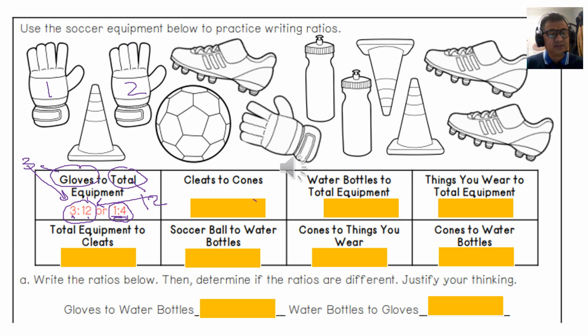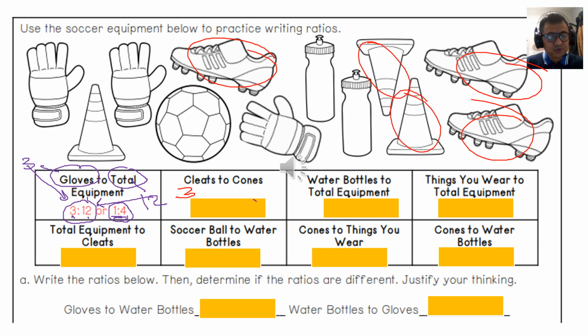Okay, what are cleats? Cleats are like the shoes. 1, 2, 3. So I write 3 for cleats. And how many cones do I see? 1, 2. So that's 2 cones. So how do I write it? No, it's not 2. It's 3. There's another cone there. All right. So I write it as 3 is to 3. Now I can simplify that by dividing by 3. I get a 1. Dividing by 3, I get a 1. That's the lowest terms.